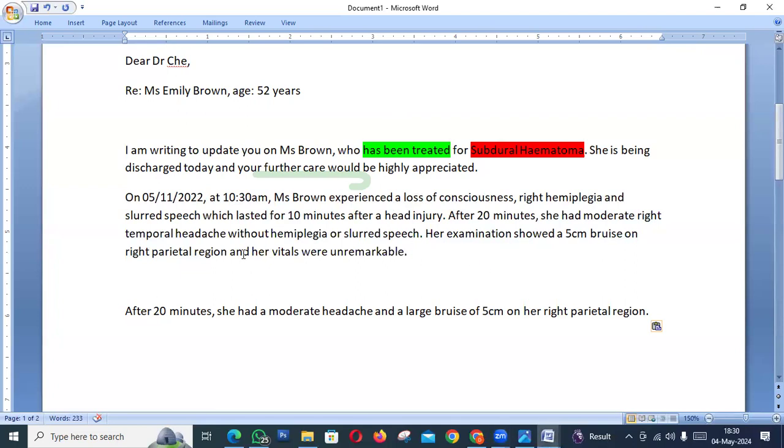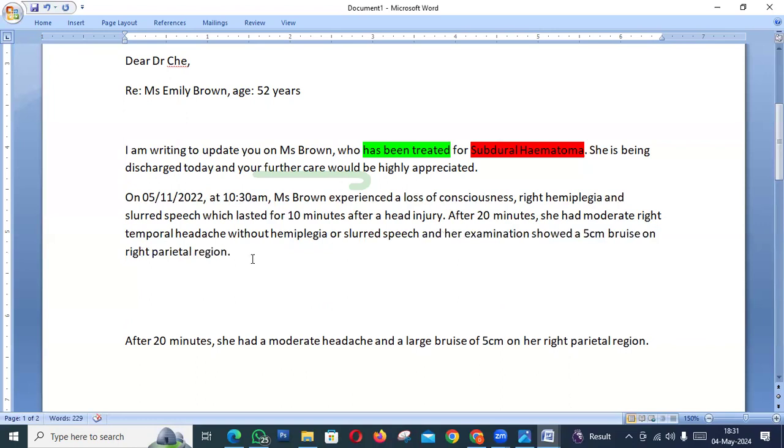Vitals are normal. You can skip. You can even write, like, after 10 minutes, after 20 minutes, she had moderate right temporal headache without hemiplegia, slurred speech. You can skip vital signs. And her examination showed this bruise on her right temporal region. Okay, like this.